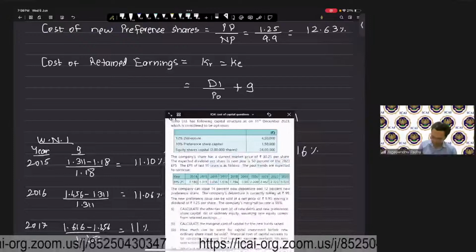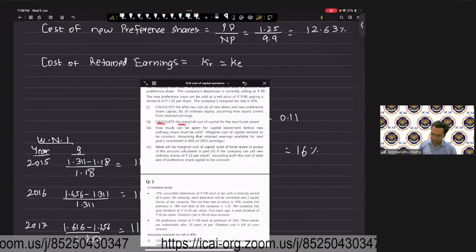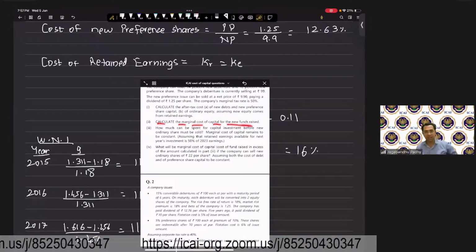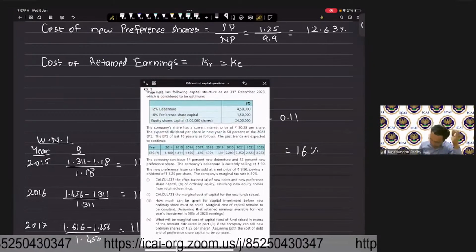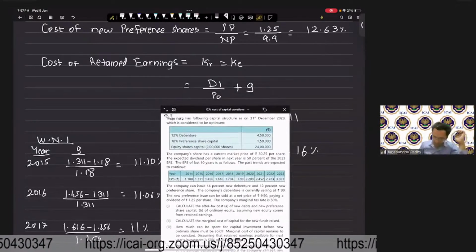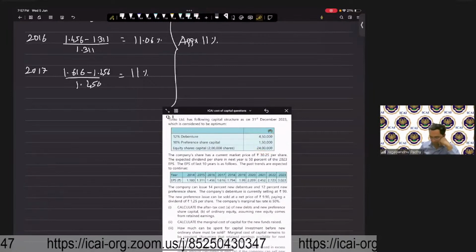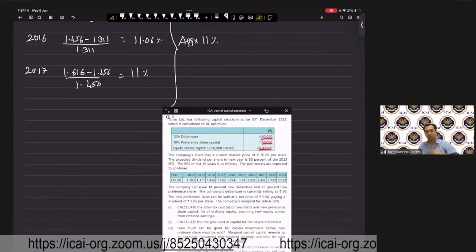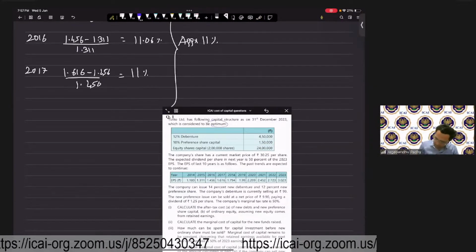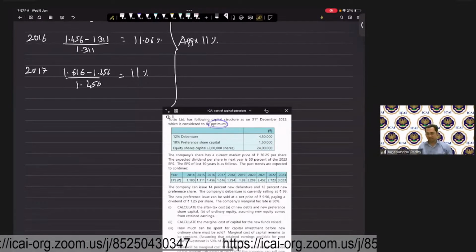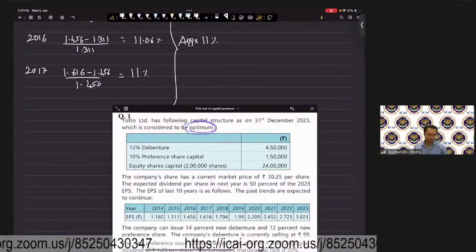Let's go for the next part. The second part says: calculate the marginal cost of capital for the new funds raised. The new funds that we are going to raise, of course, are also going to be in this proportion only. The funds that we are going to raise are going to be in the same proportion, because of the important word over here. It says that the capital structure is optimum.